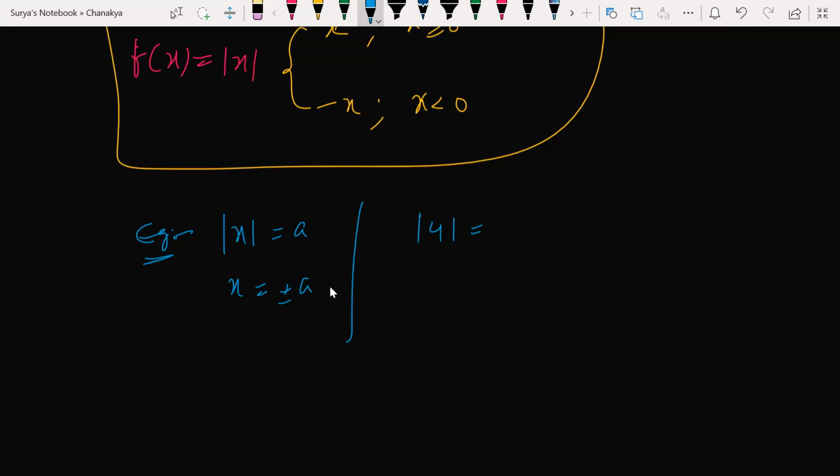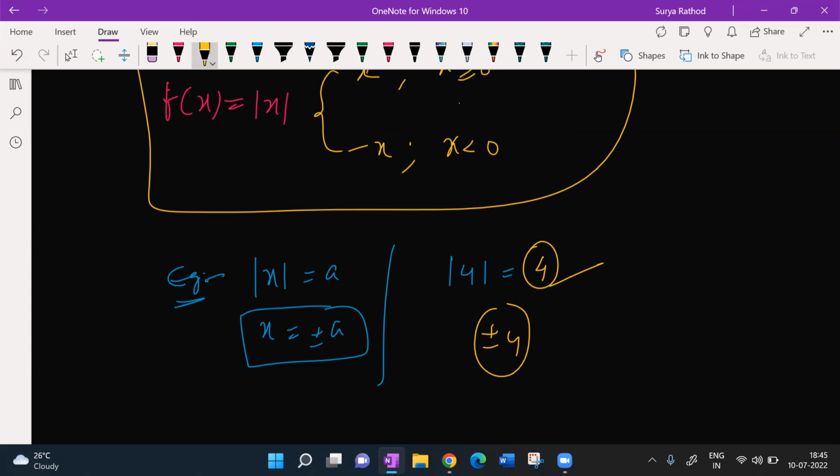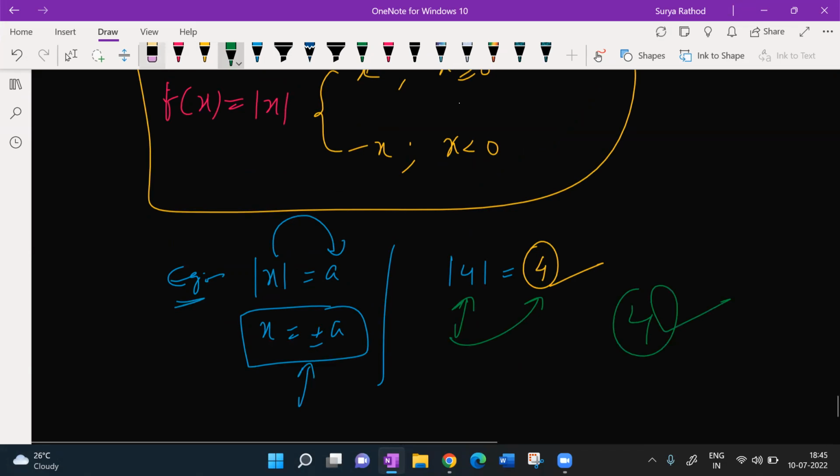If I have modulus of 4, what is it? Plus or minus 4 or 4? Tell me. It is 4 only. It is not plus or minus 4, beta. Very good. You don't say plus or minus 4 here. When you have a variable, you have to produce the answer in plus or minus. When you have only a constant, it is always going to be plus 4 only. Don't write plus or minus 4.